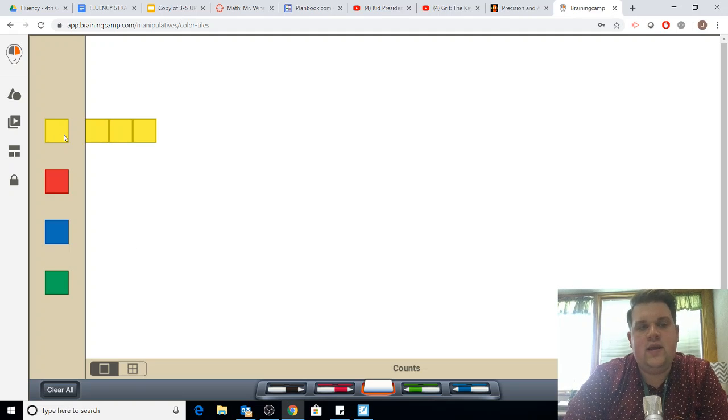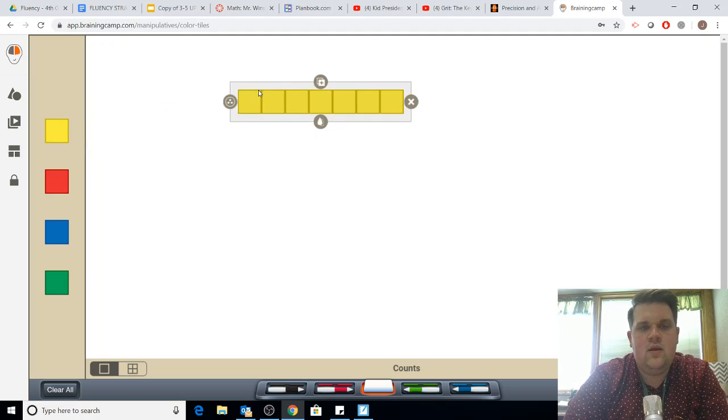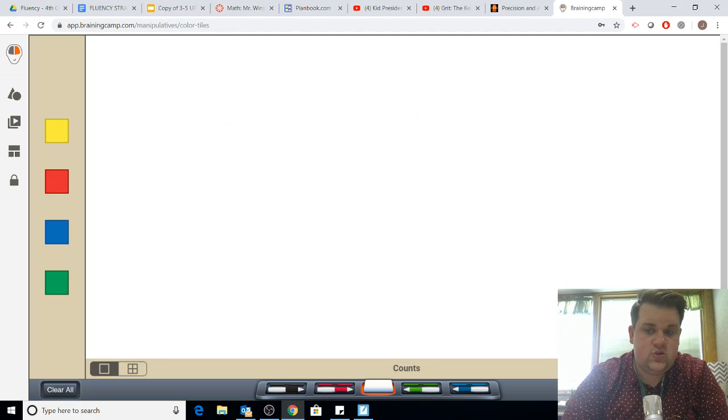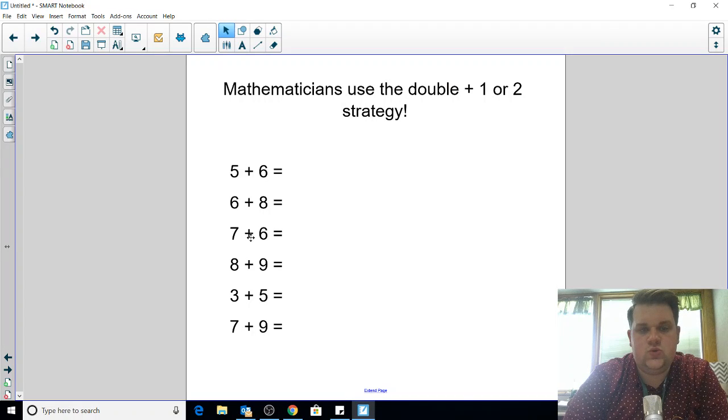So I'm going to make 7 here. 1, 2, 3, 4, 5, 6, 7. There's 7. I'm going to double 7, which makes 14, but it was only 6. So I'm taking 1 away, and my answer is 13. Again, not always do we have to do doubles plus 1 or 2. We can do doubles minus 1 and 2 as well.